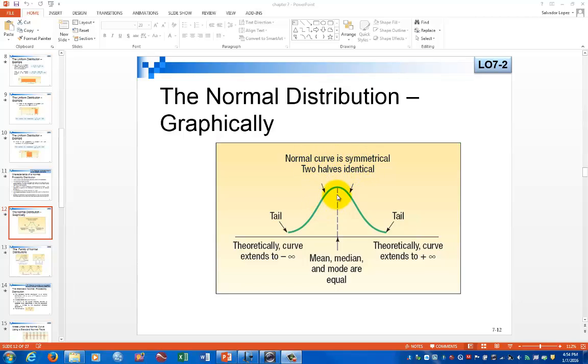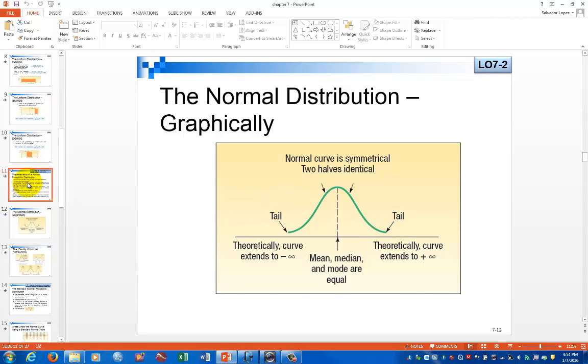In other words, from the dotted line in the middle to the right is exactly equal to the area to the left. As it extends to the left and as it extends to the right, these tails, in theory, never touch the horizontal axis. But that is not going to play a major role for us. Just be aware of the characteristics.